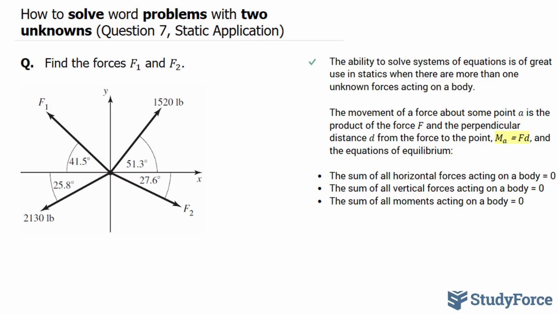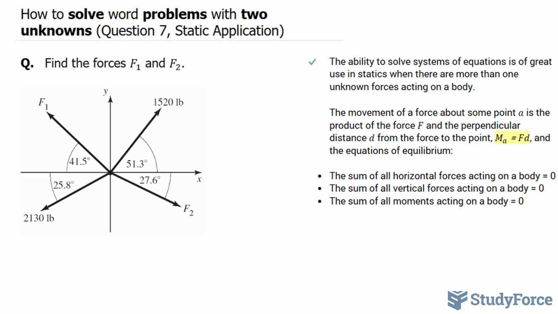And it turns out that the sum of all horizontal forces acting on a static body is equal to 0. So if I find all the x components of these vectors and add them up, it should equal 0. Similarly, the sum of all vertical forces acting on a body is equal to 0. So finding all the vertical components of these vectors should give me 0. And lastly, the sum of all moments acting on a body is equal to 0, where moment, represented by this equation, is equal to the force times the distance.